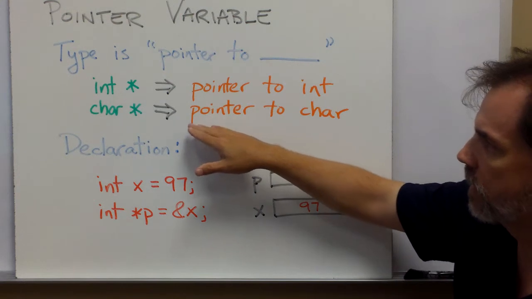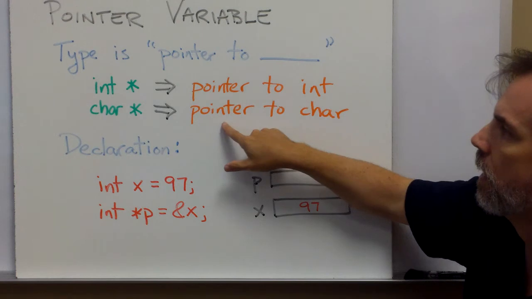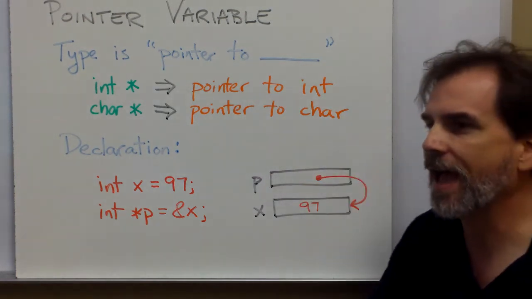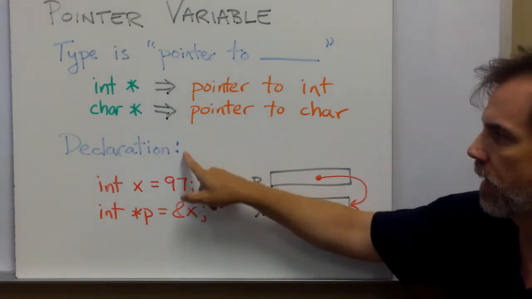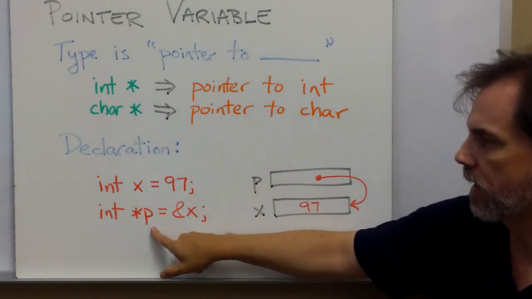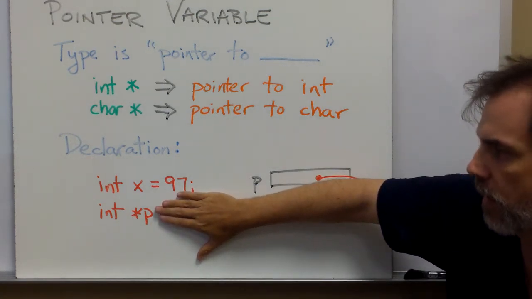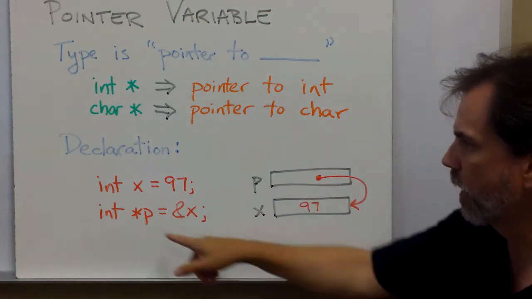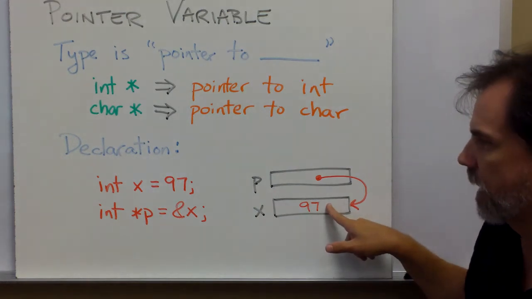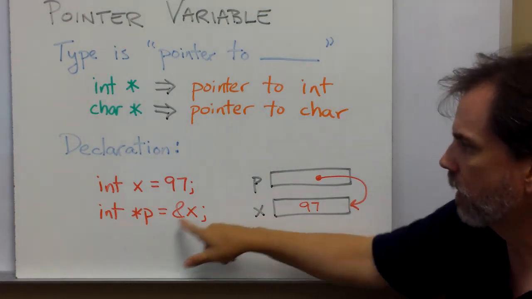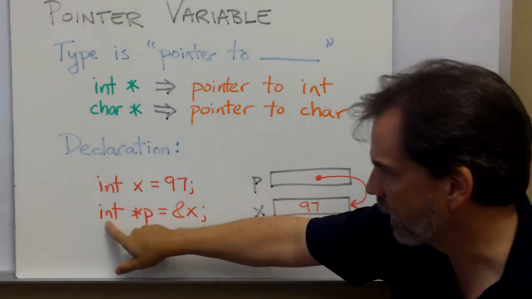But the compiler needs to know not only that this variable is a pointer, that it holds the address of something, but also what kind of thing it is pointing to. So here's how we declare a pointer. Int star p, that's the declaration ending in a semicolon. Here I've shown an example where we've declared an integer x and initialized it to 97, and then we declared another variable p. P is a variable that holds a pointer to an int.